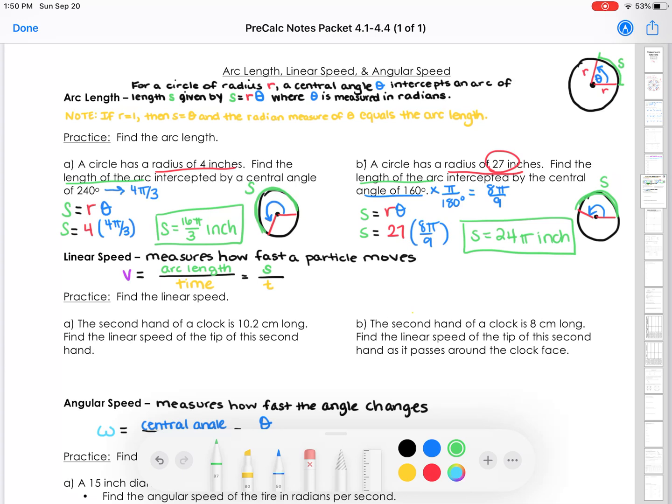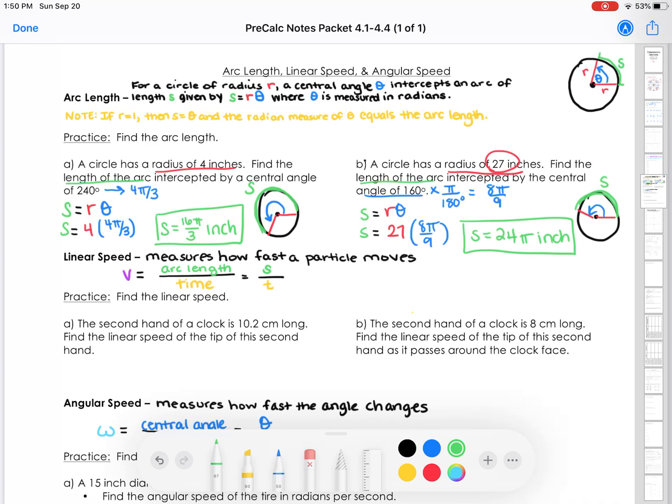Okay. So what we want to do is take a look at a formula here. V for velocity, right? Linear speed. And we have the arc length divided by the time. And when we say time, we mean the time that it takes to complete one revolution. In other words, the time that it takes to go completely around the circle. How long does it take to move completely around the circle? All right. So we first need S, and then we're going to divide that by the time it takes.